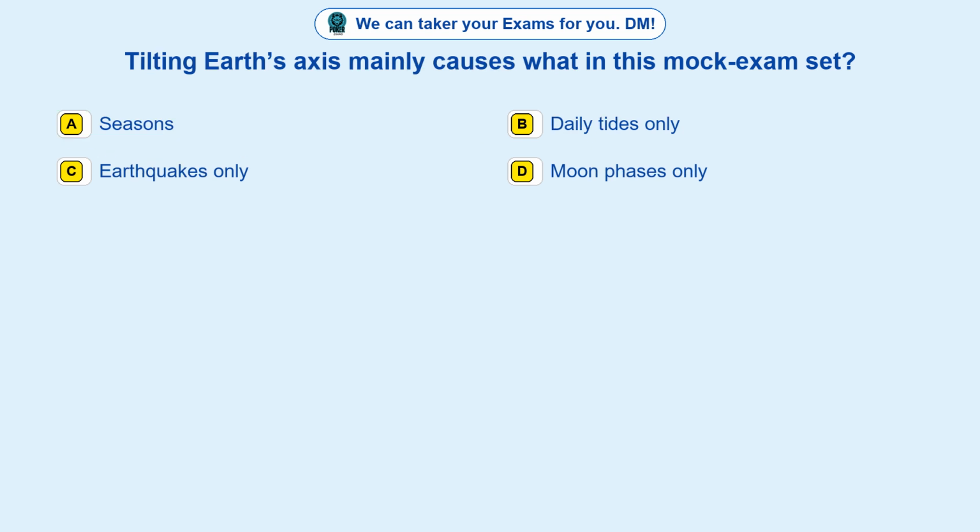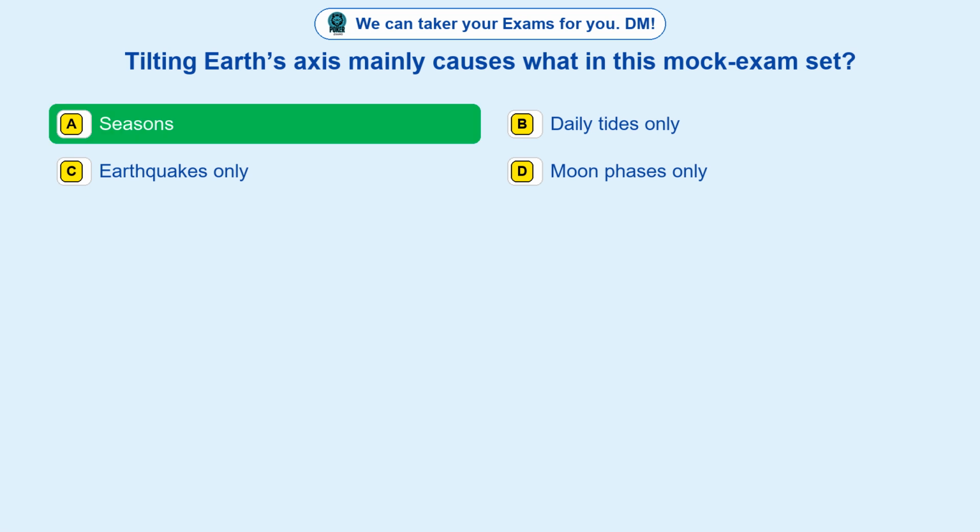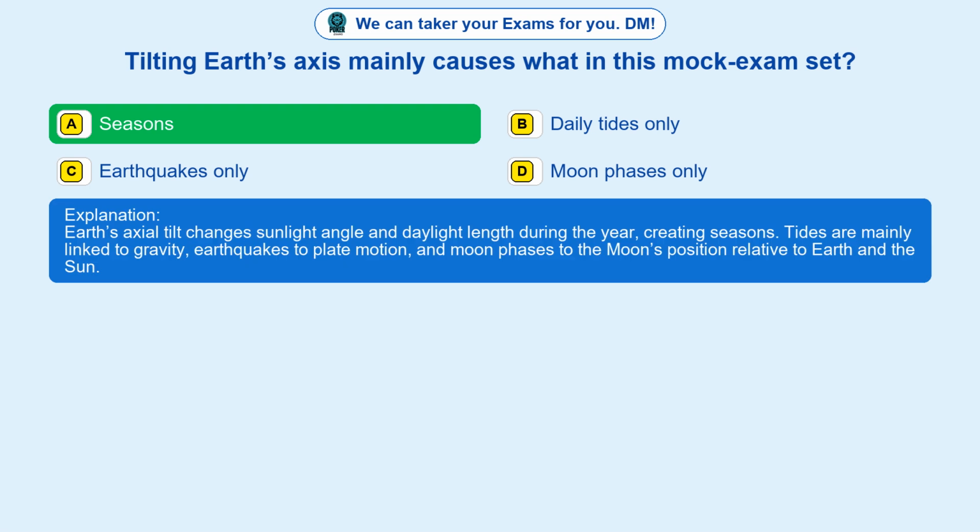Question 89. Tilting Earth's axis mainly causes what in this mock exam set? Option A, seasons. Option B, daily tides only. Option C, earthquakes only. Option D, moon phases only. The correct answer is option A. Seasons. Earth's axial tilt changes sunlight angle and daylight length during the year, creating seasons. Tides are mainly linked to gravity, earthquakes to plate motion, and moon phases to the moon's position relative to Earth and the Sun.